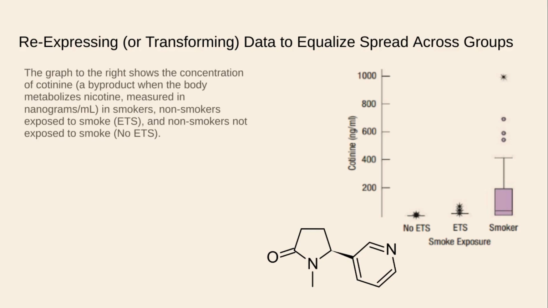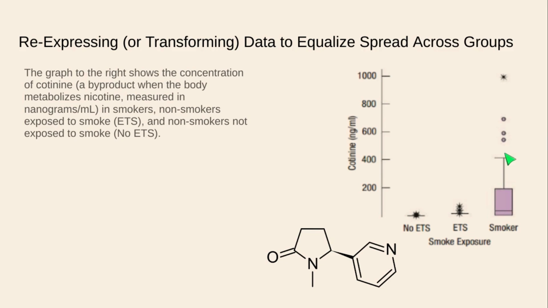The graph to the right shows the concentration of cotinine. So that's a byproduct when the body metabolizes nicotine, all right? And that's measured in nanograms per milliliter, all right? Formalities. We got to talk about what this thing is. In smokers, non-smokers who are exposed to smoke, so secondhand smoke, and non-smokers not exposed to smoke, so no ETS. That's what those things mean.